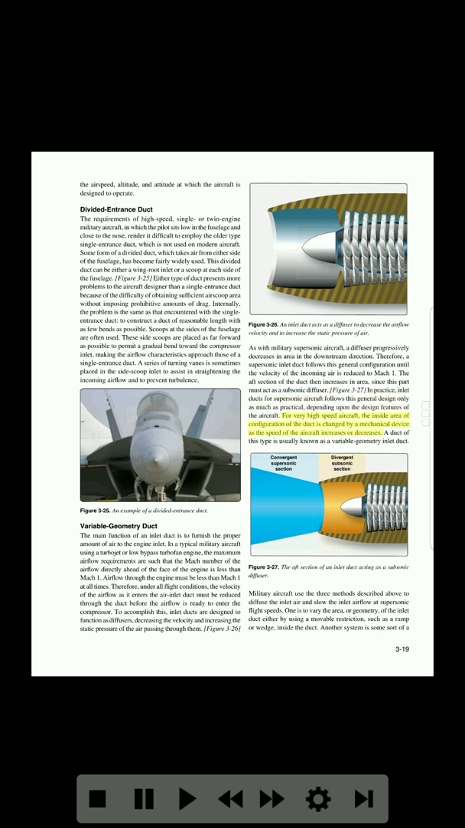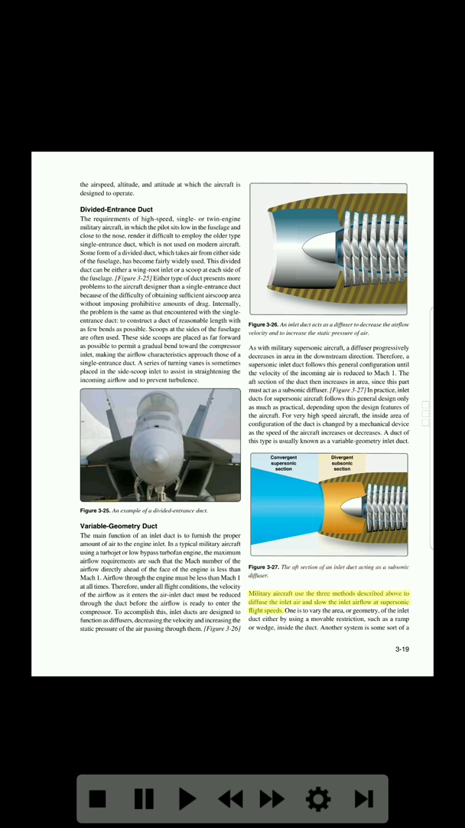For very high-speed aircraft, the inside area configuration of the duct is changed by a mechanical device as the speed of the aircraft increases or decreases. A duct of this type is usually known as a variable geometry inlet duct. Convergent supersonic section. Divergent subsonic section. Figure 3-27. The aft section of an inlet duct acting as a subsonic diffuser.